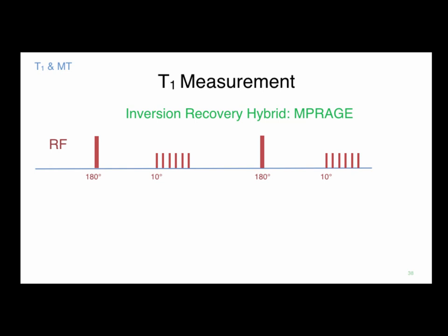Kind of a hybrid way that is frequently used. It's called an MPRAGE sequence. In this case you give an inversion pulse, but then instead of giving a 90-degree pulse at different times, you sample the magnetization with small flip angles repeatedly and make one fast image out of all the signal you collect here. So it's more a T1 weighted sequence than a quantifiable T1 sequence.